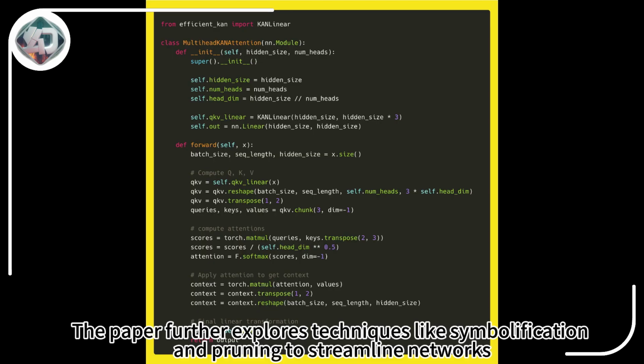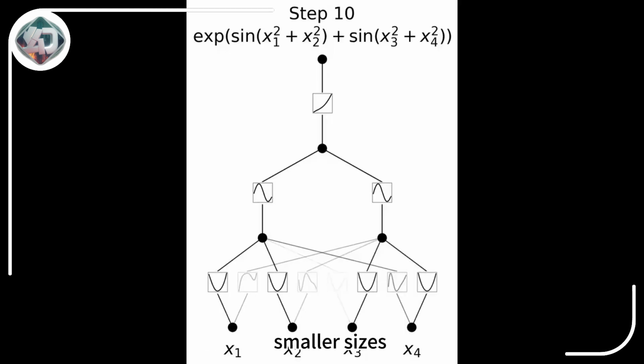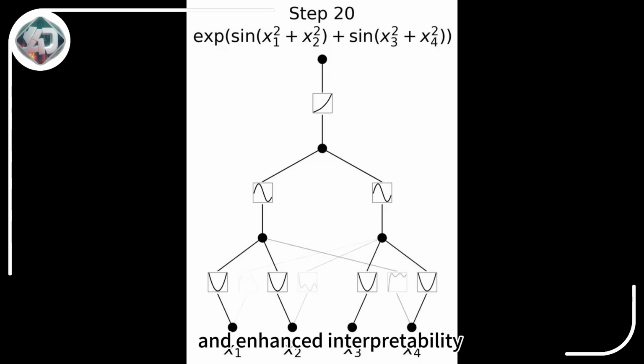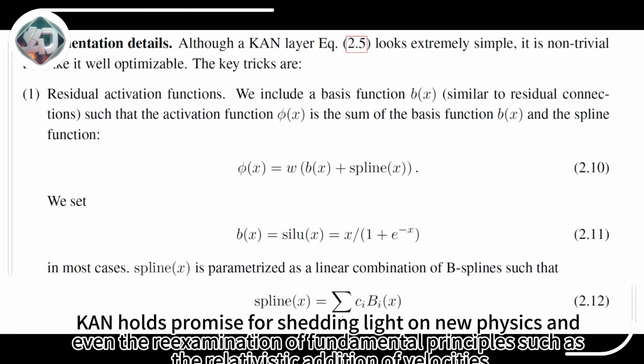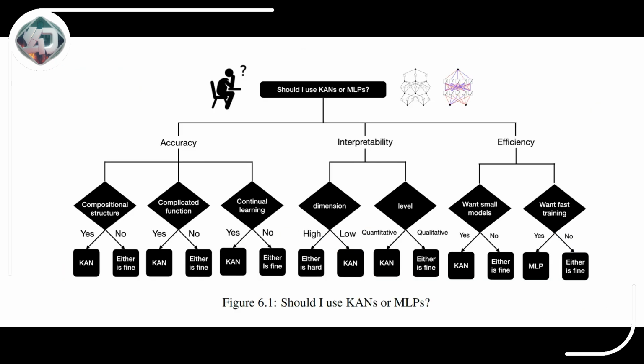The paper further explores techniques like simplification and pruning to streamline networks, resulting in reduced complexity, smaller sizes, and enhanced interpretability. Beyond merely outperforming MLPs, KAN holds promise for shedding light on new physics and even the re-examination of fundamental principles, such as the relativistic addition of velocities.